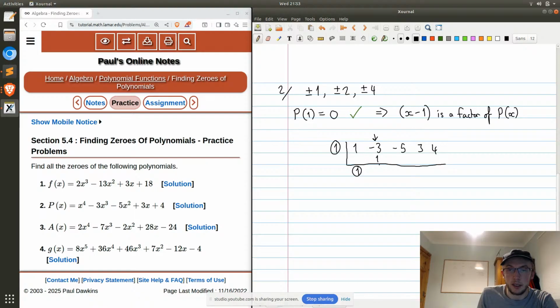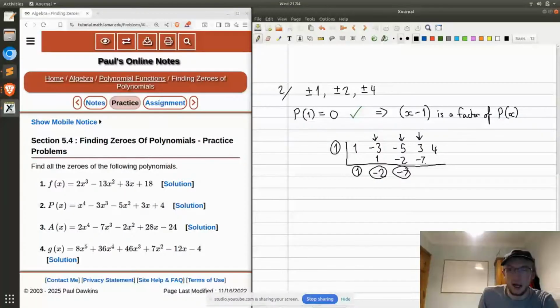-3 plus 1 is -2. And then I do 1 times -2, and I put the answer right there. And then I add straight down. -5 minus 2 is -7. And then I do 1 times -7, and I put the answer right there. And then I add straight down.